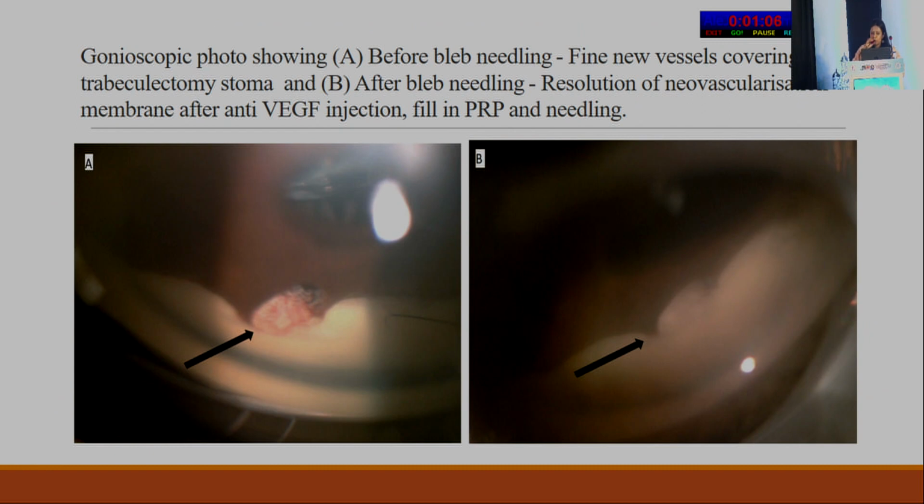The first is the gonioscopy photo before needling. There were fine neovessels covering the trabeculectomy stoma. The second photo shows resolution of the neovascular membrane after anti-VEGF injection, fill-in PRP and bleb needling.